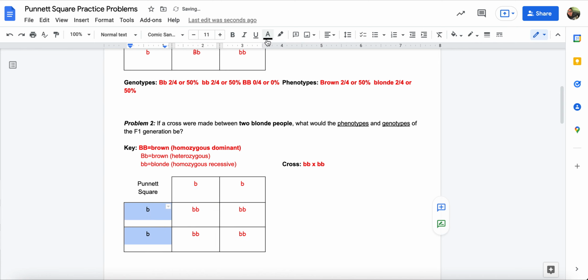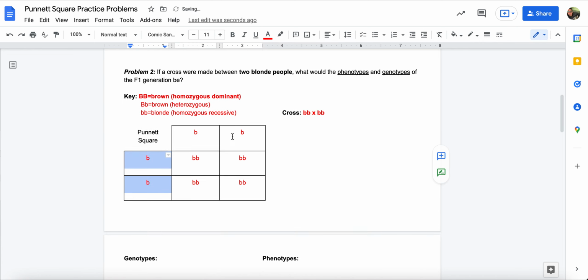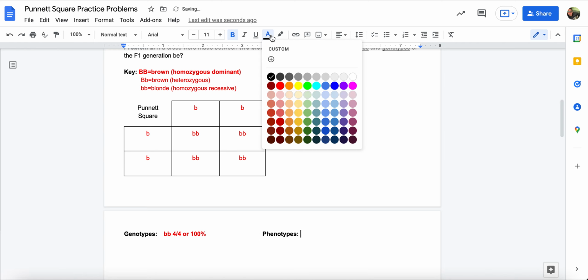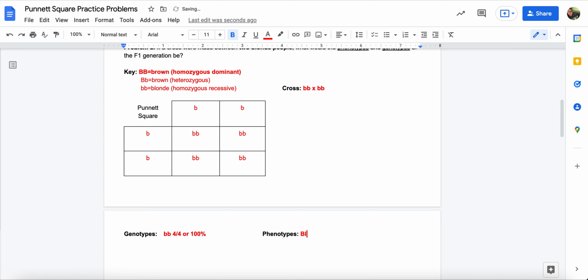So when we go to do our genotypes and our phenotypes, it's going to be pretty easy. So genotypes, we have only one choice, 2 lowercase b's. We've got 4 out of 4, or 100%. When we go to do our phenotypes, again, there's only one choice. So we've got blonde, 4 out of 4, or 100%.